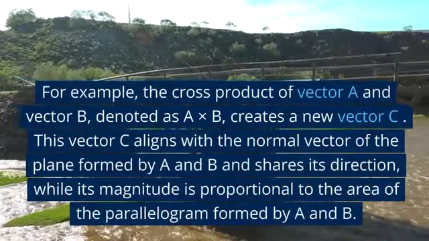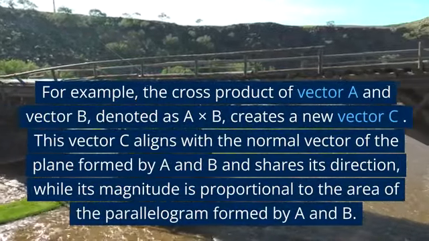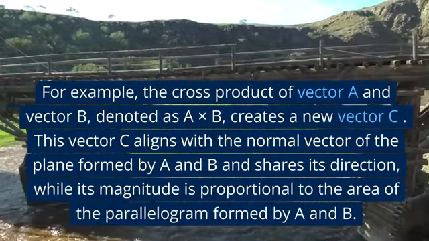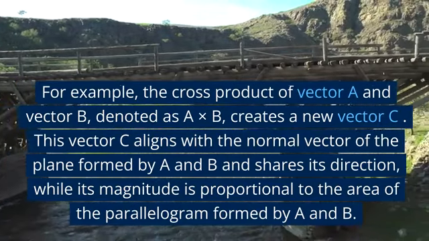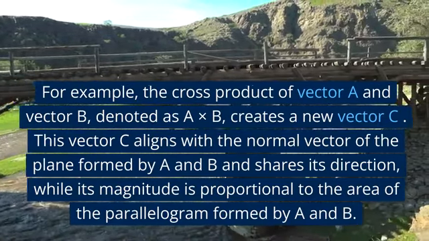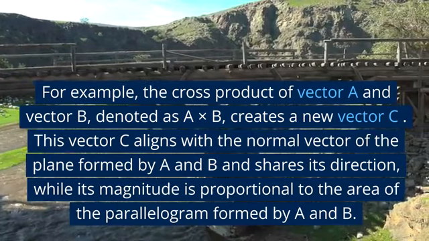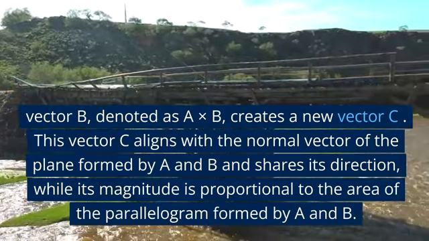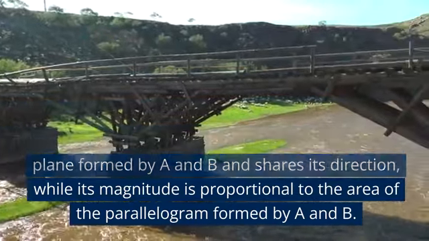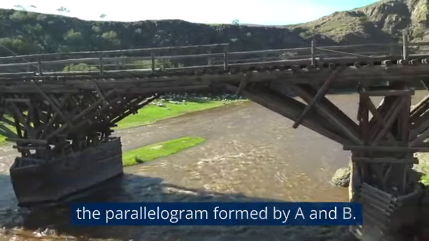For example, the cross product of vector A and vector B, denoted as A × B, creates a new vector C. This vector C aligns with the normal vector of the plane formed by A and B and shares its direction, while its magnitude is proportional to the area of the parallelogram formed by A and B.